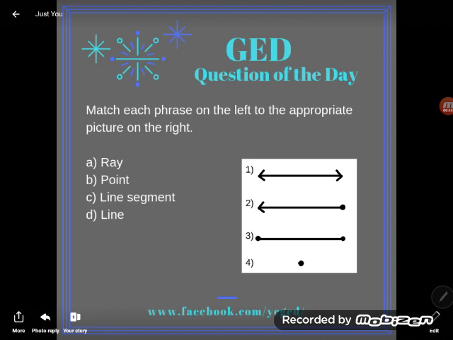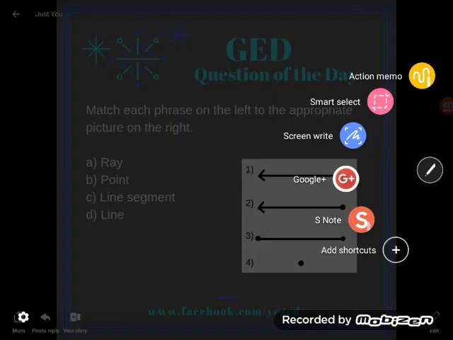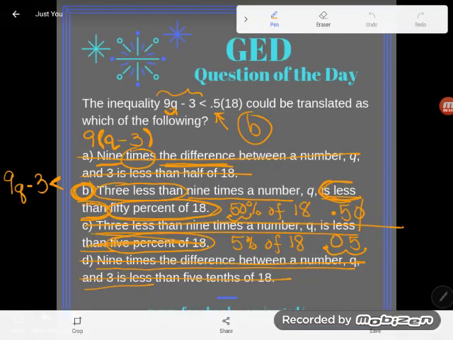Our vocab words here are ray, point, line segment, and line. And this is what you usually start with in geometry class. In fact, the very first thing we start with is a point. And hopefully, no matter your background with geometry, you were able to spot the point here.